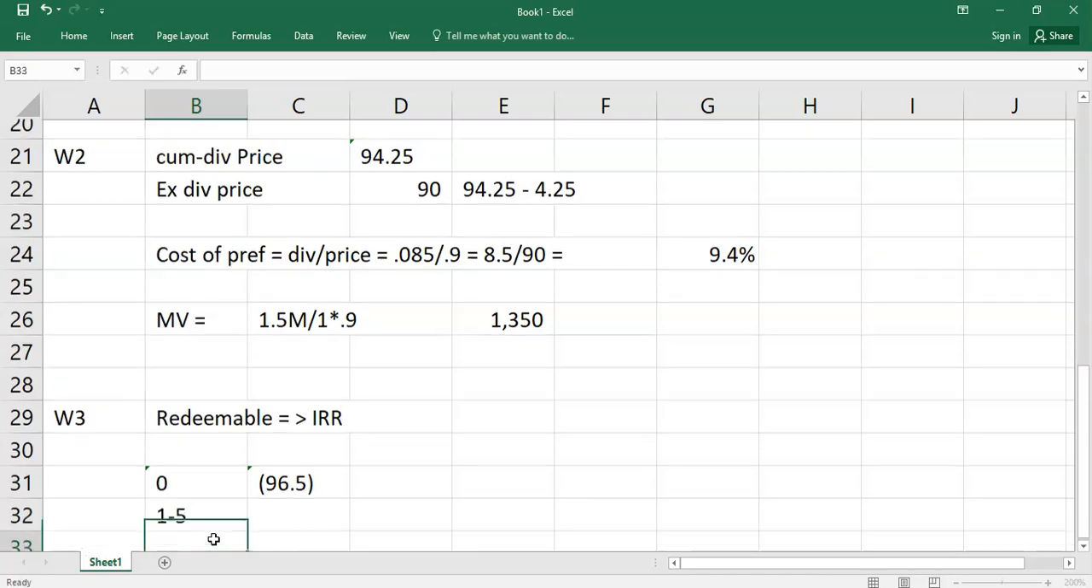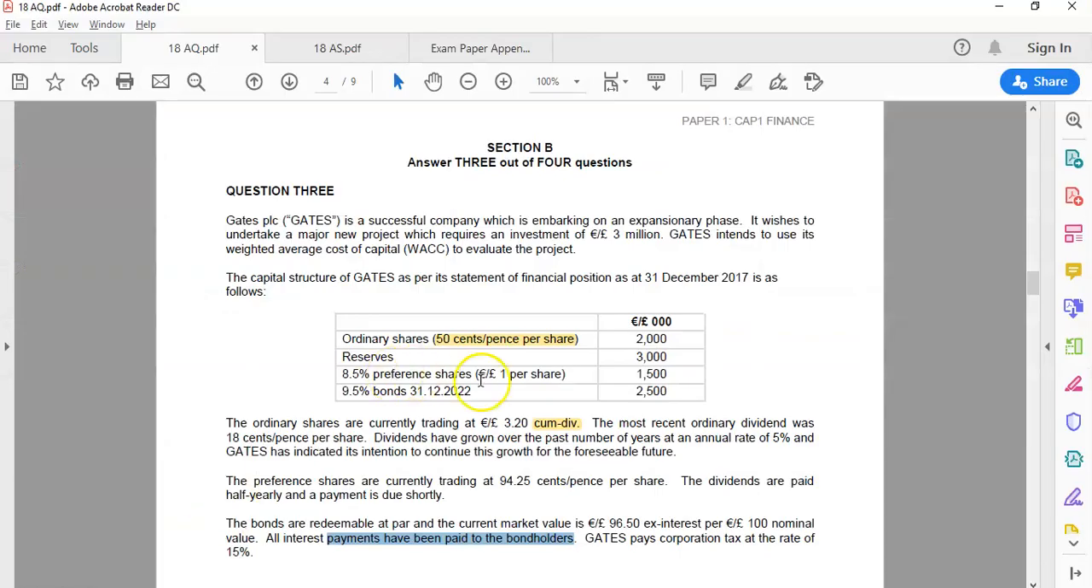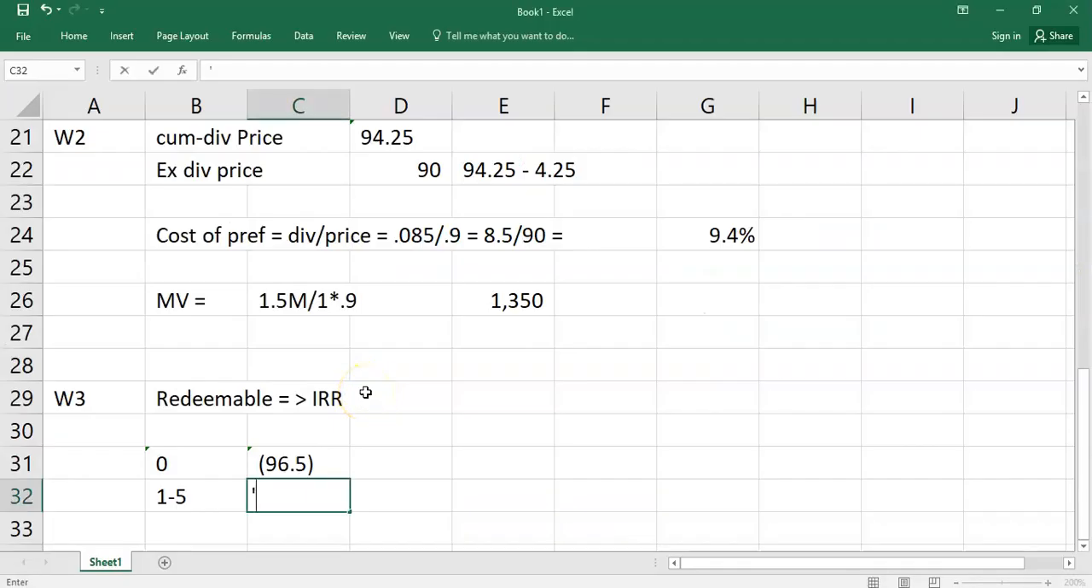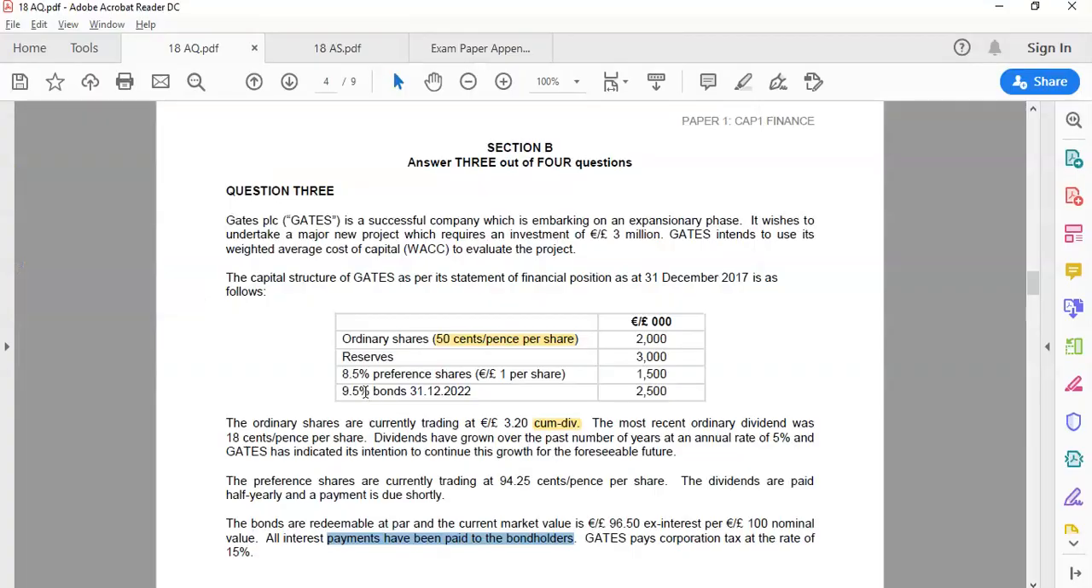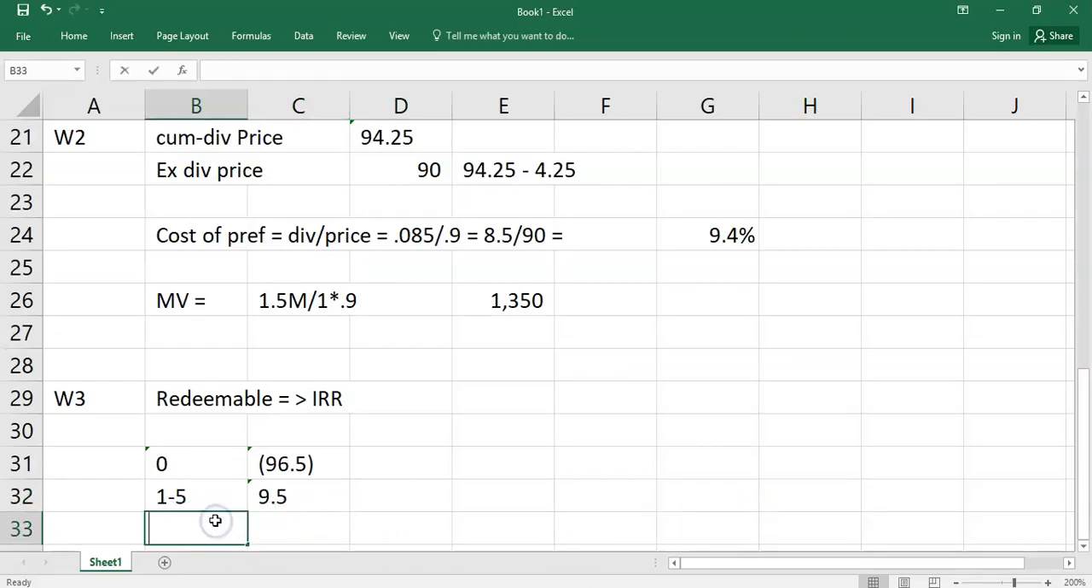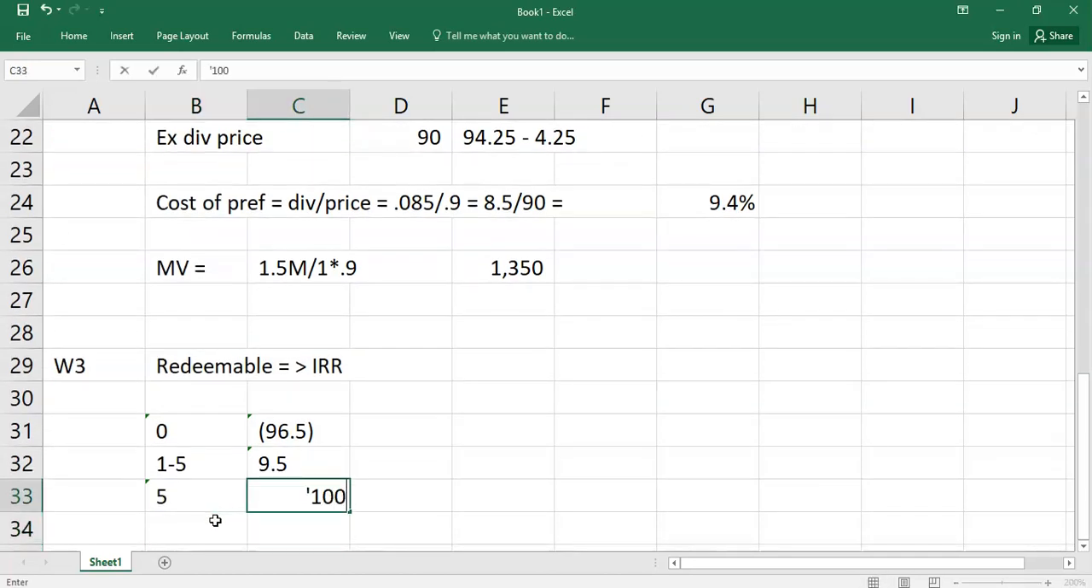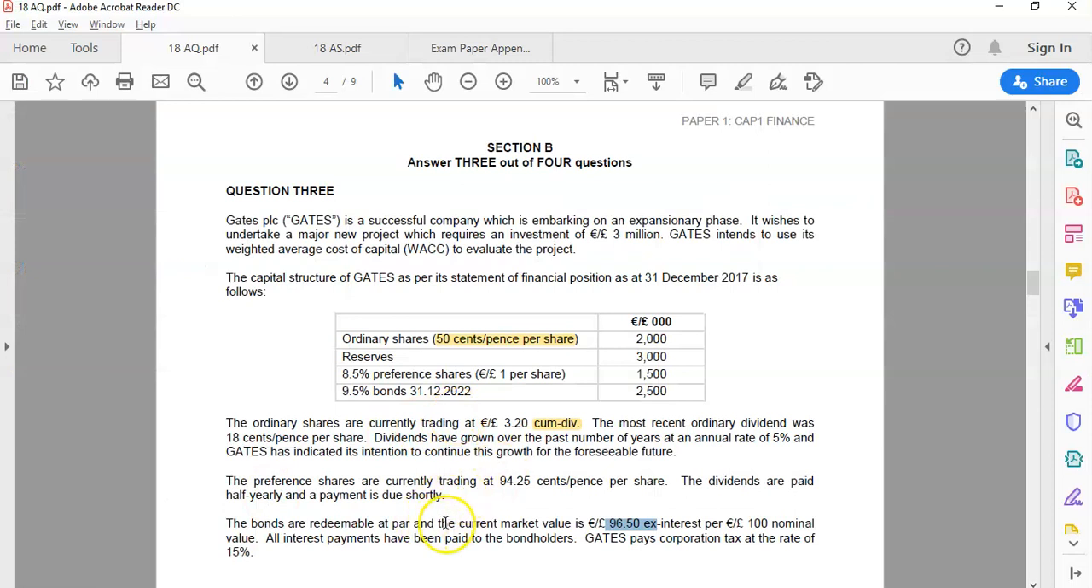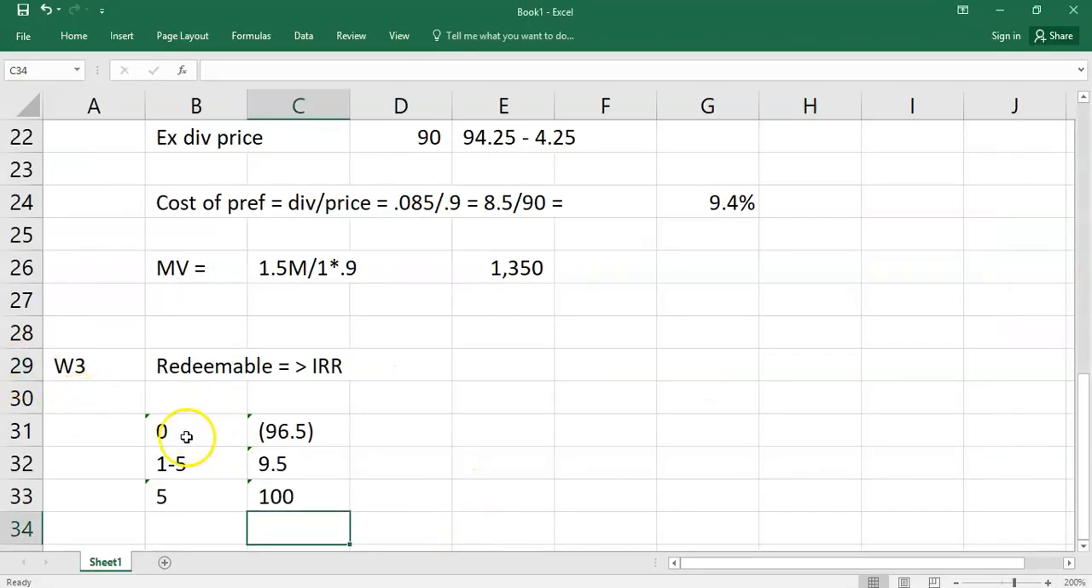In years 1 to 5, you're going to have interest on a 9.5% bond. Interest is going to be 9.5. So we're assuming the bond's par value is 100. It's either going to be 100 or 1,000. And if the price is 96.50, the nominal value will be 100. So you kind of assume that, you don't necessarily have to be told. And then in year 5, you have to pay back 100 as well, because you're told that they're going to receive 100 back. So that's always your step 1, is list out the cash flows.